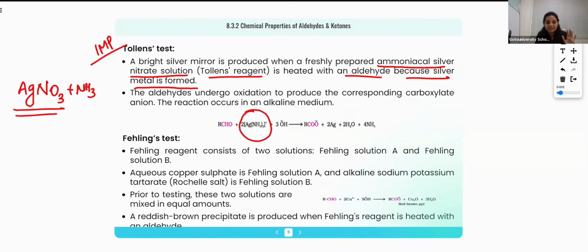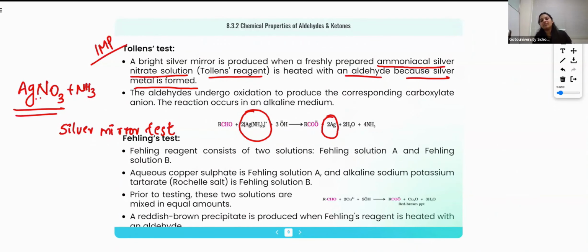See, this is the Tollens'. Now silver nitrate reacted with ammonia. This is the reagent forming after this reaction. So when this aldehyde is reacting with the Tollens' reagent, in the product you can see silver. Silver metal means they will precipitate. See, this is also called a silver mirror test. This test is also called a silver mirror test.